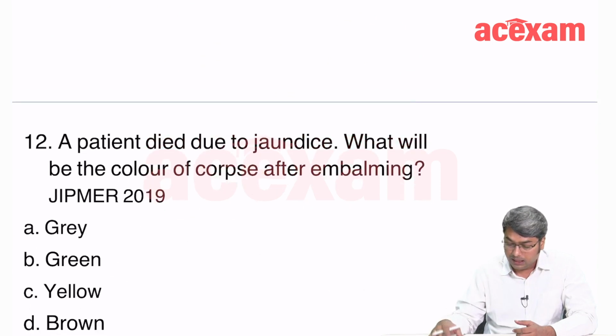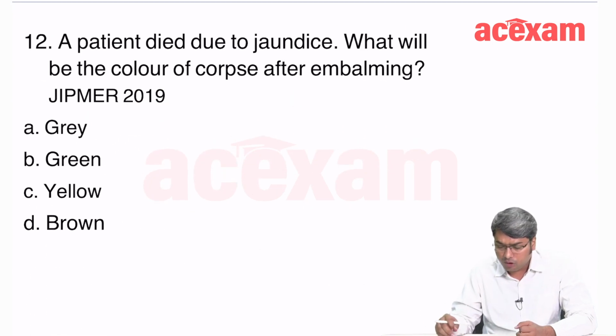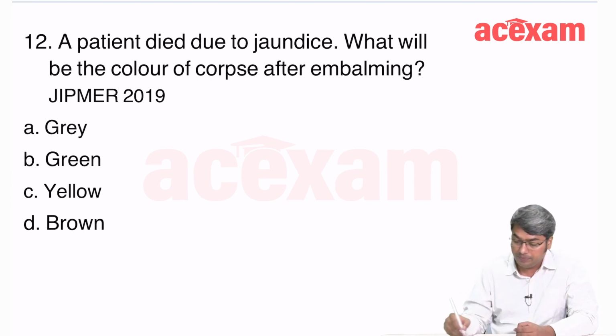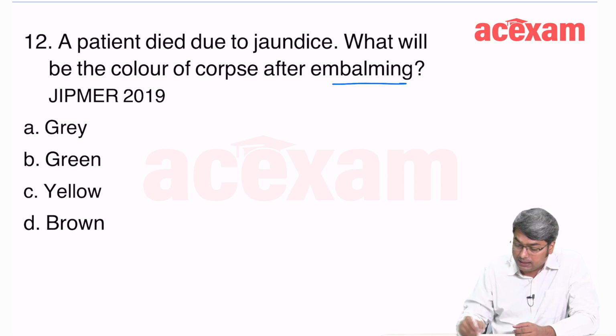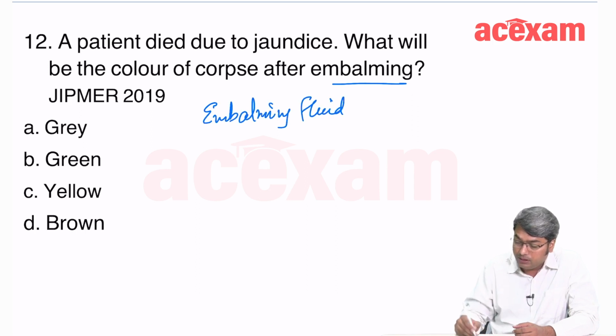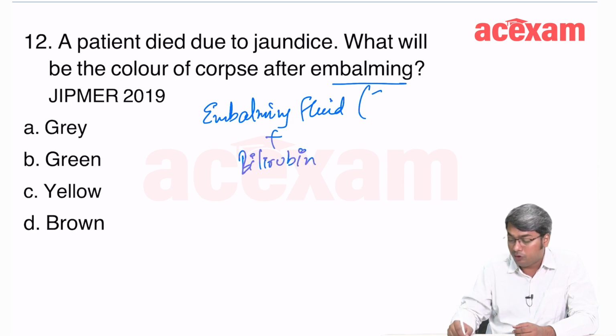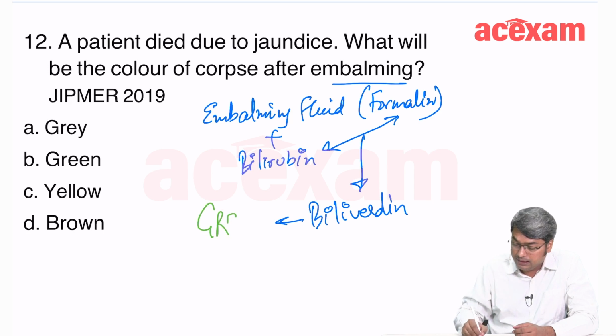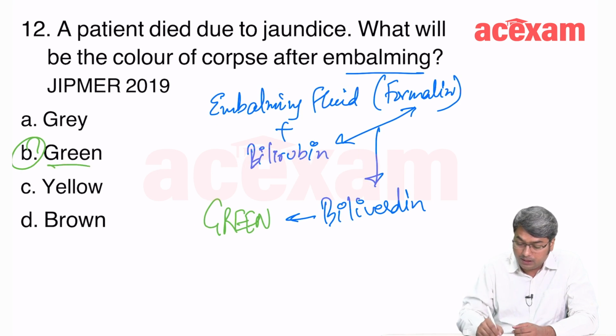Next question. A patient died due to jaundice. What will be the color of the corpse after embalming? This is a very recent question and this has already been discussed in the chapter. After embalming, what happens is that the embalming fluid combines with the bilirubin. There is increased bilirubin in the body due to jaundice, and the embalming fluid contains formalin mainly out of all the constituents. So, this formalin combines with bilirubin and produces biliverdin, which is green in color. And as this biliverdin is green, the body will appear green.